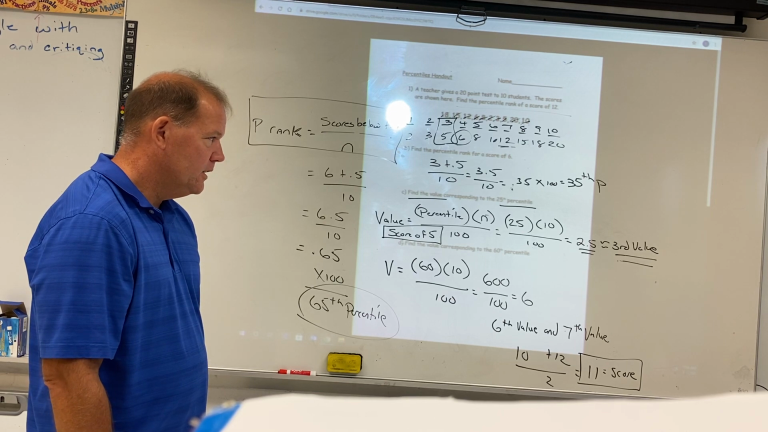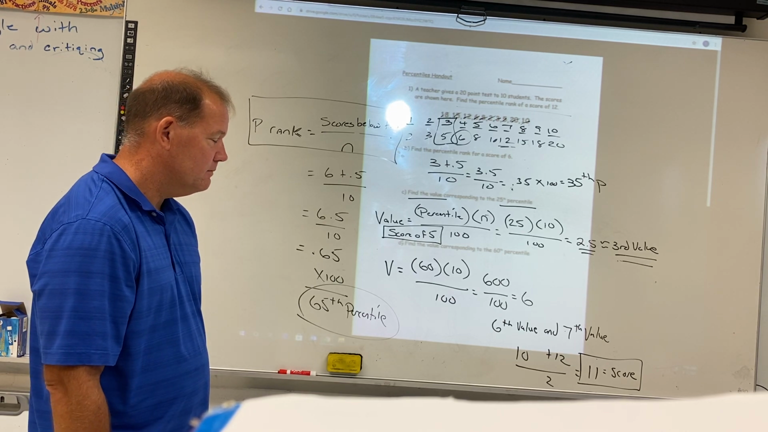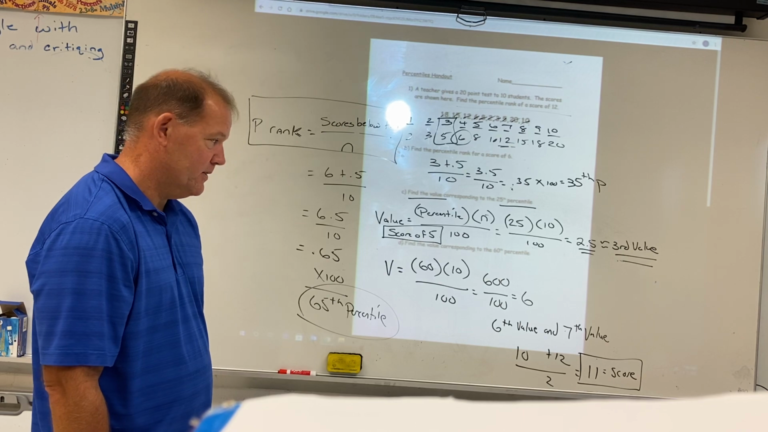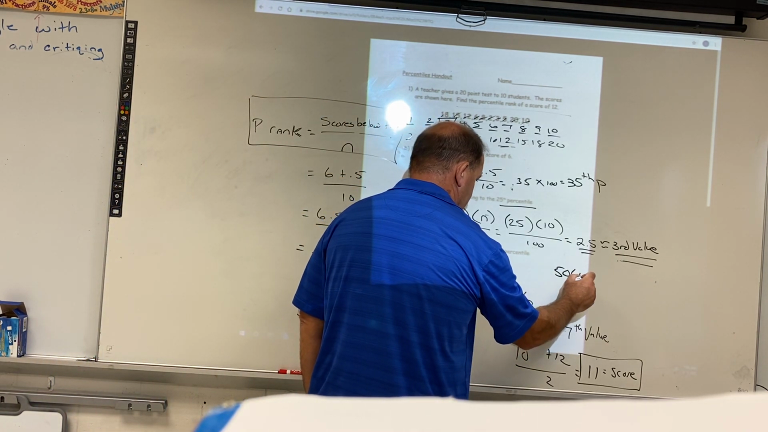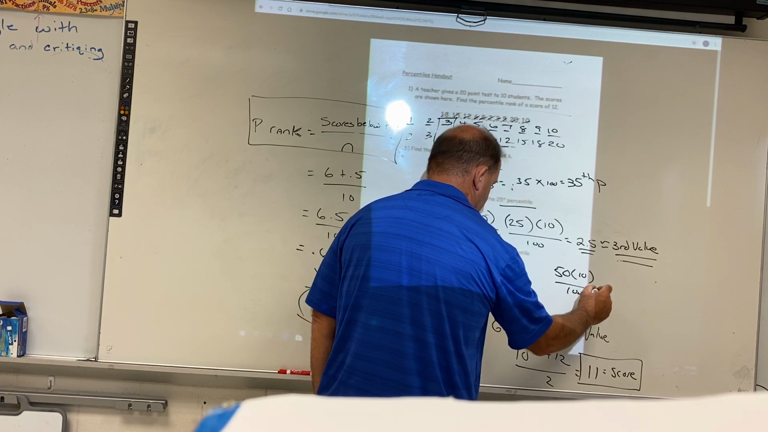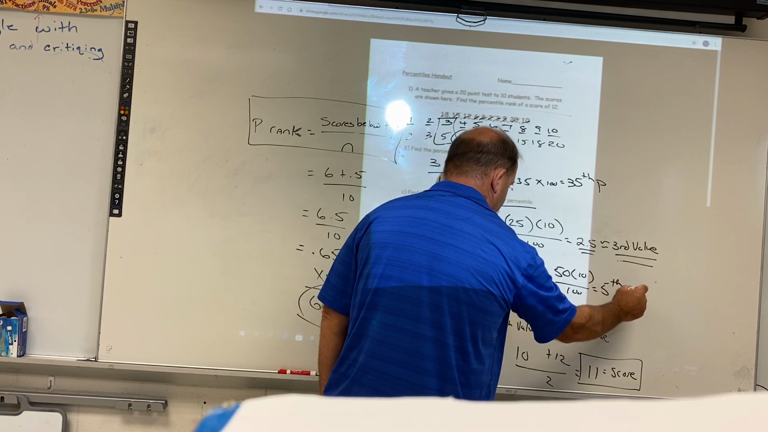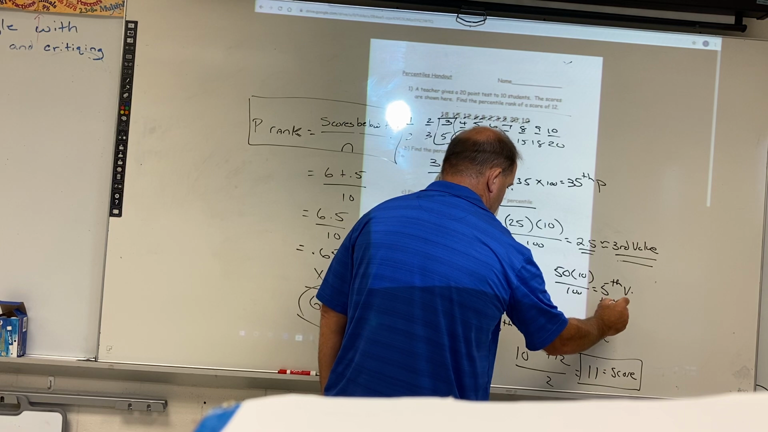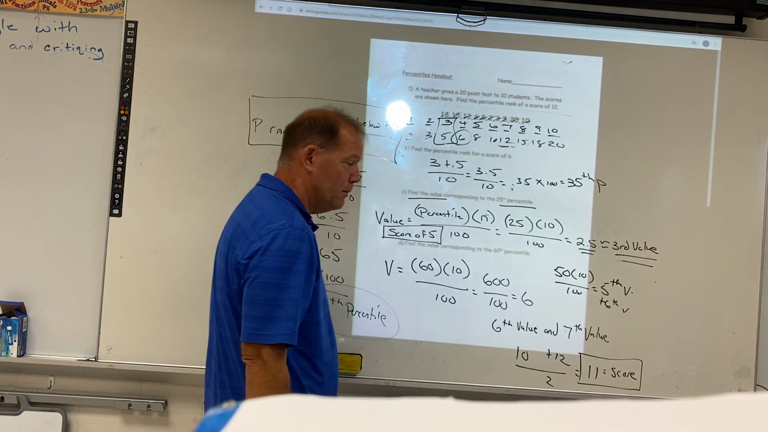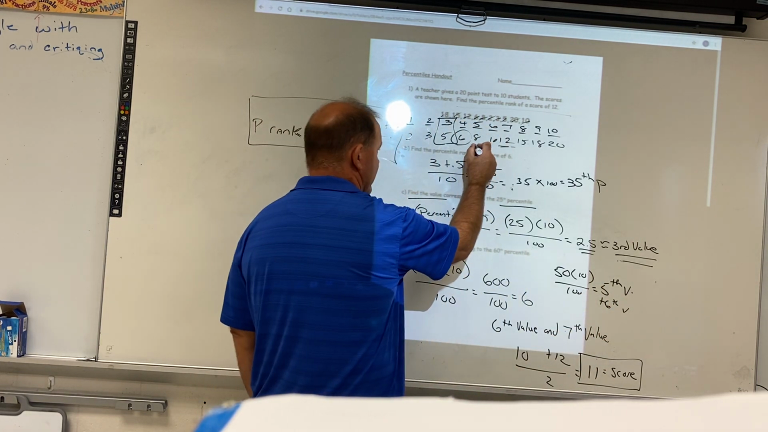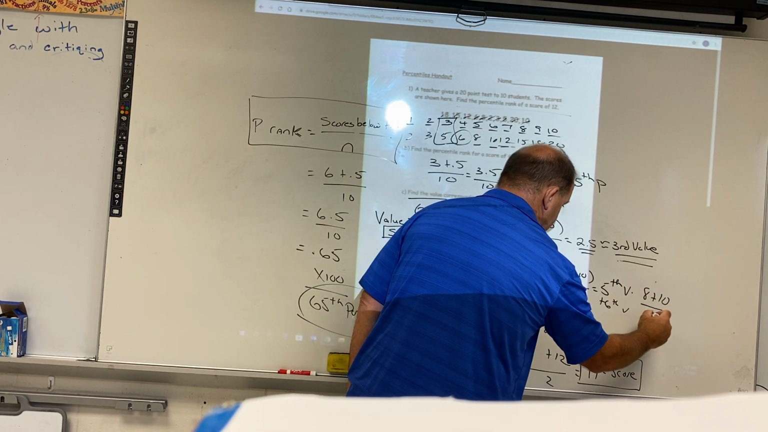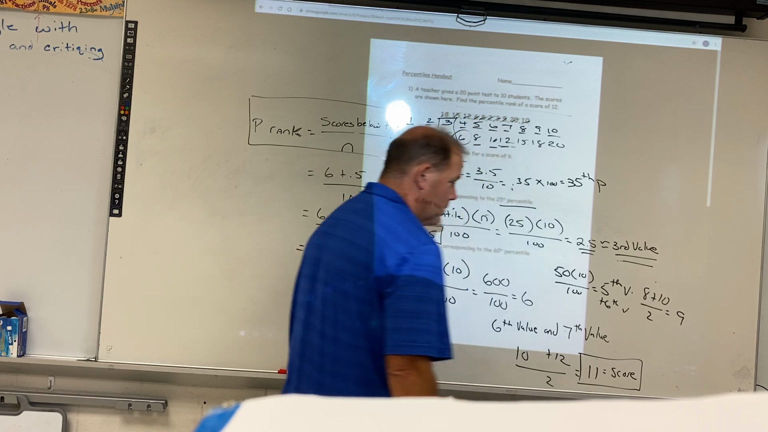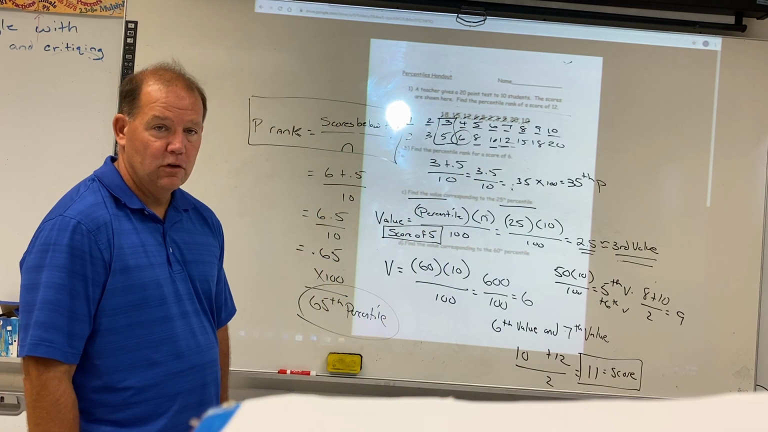Just so we're clear on that, let's say we did the 50th percentile. 50 times 10 over 100 would be the 5th value. Again, that came out to be a whole number. So I would want to look at the 5th value and the 6th value. I would take the average of 8 and 10, and I would divide by 2.